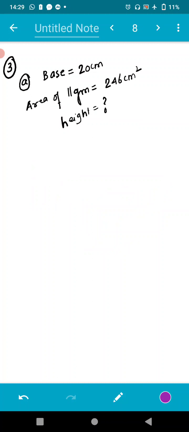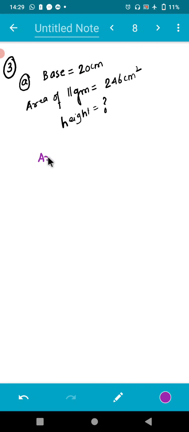Now in question number 3 we have 4 sums. Now in first sum, that is sum number A, base value is given as 20 centimeter and area of parallelogram is given 246 centimeter square. What you have to find out? You have to find out the value of height. Now you need to generate the formula of height when the area of parallelogram and base is given.